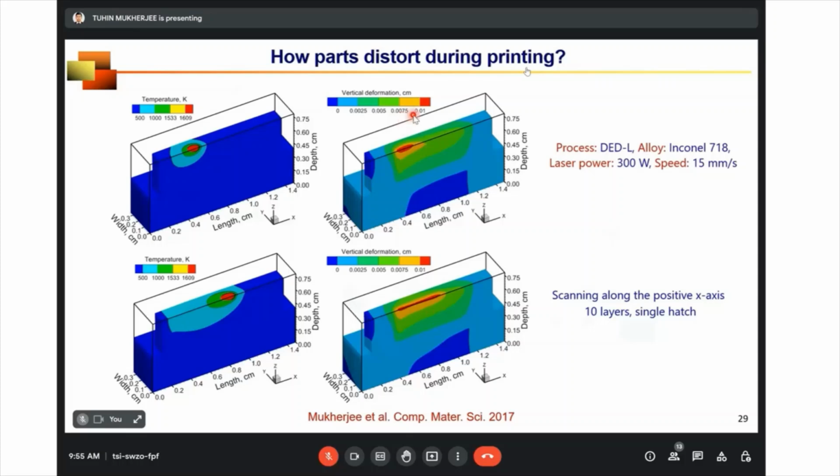So distortion is nothing but accumulation of strain, which is very well known, beta delta T. So you can see that where the temperature is higher, that's the location where strain or distortion is being accumulated. With the progress of the process, where the laser beam moves from this location to this location, you can see the higher amount of strain accumulated along that line.